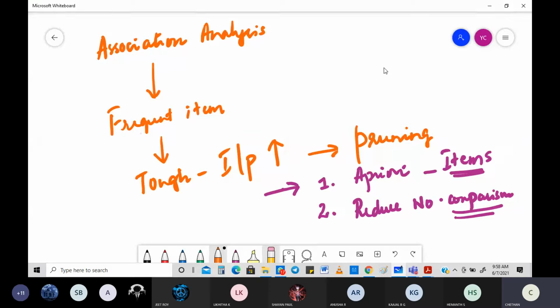The first one was with regard to the Apriori algorithm. The second one, of course, was with regard to the reduction of the number of comparisons. The Apriori algorithm will be reducing the items. The second one is with regard to reduction of the comparisons itself. This is what we came across, and based on this we saw two examples for the Apriori algorithm.